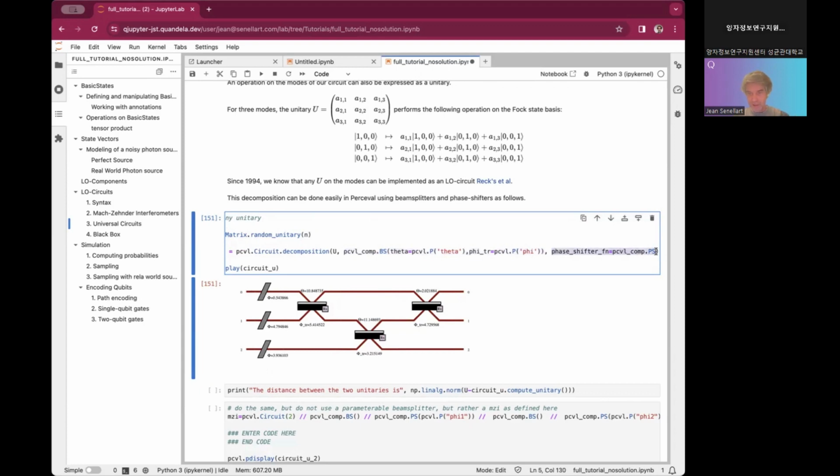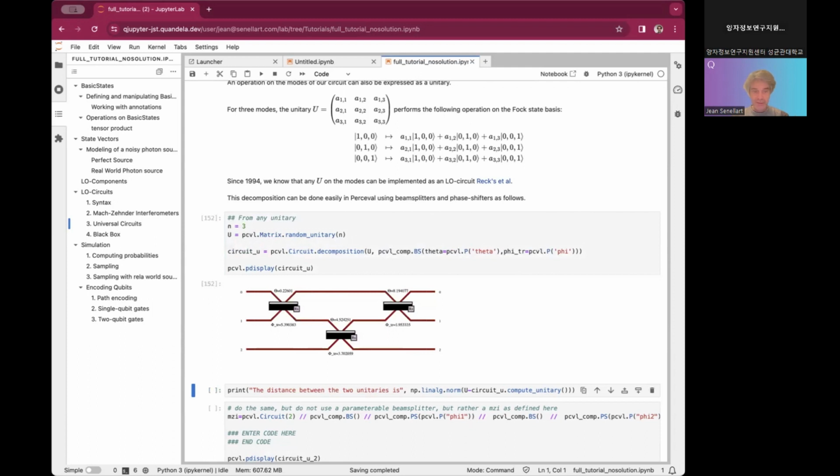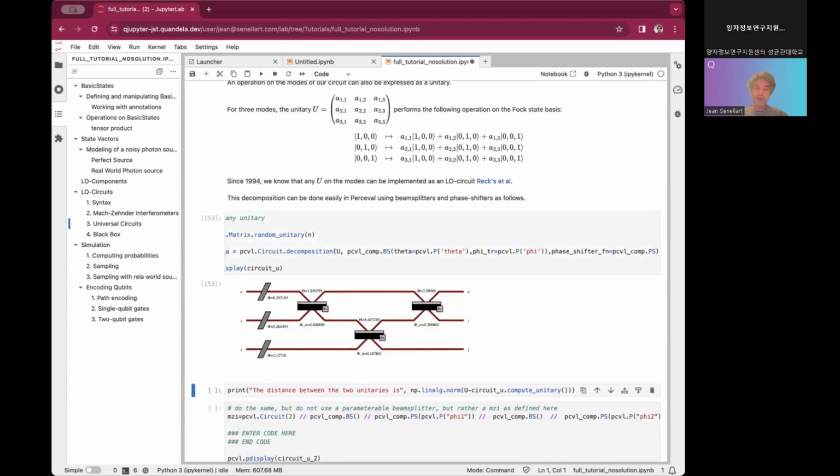What if I remove that? What will be the result? It will be exactly the same, but without this phase column. This phase doesn't change anything. When you send a single photon on the photonic chip, on circuits, you don't know the phase of the single photon you are sending. So the fact that you are adding or not this phase shifter column here doesn't change anything on the result, but does change the unitary.